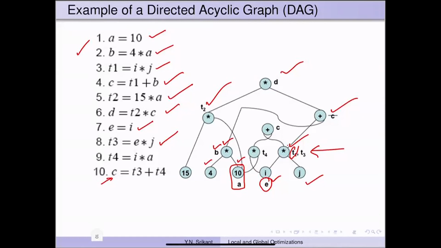So we don't have to compute T3 equal to E star J all over again. Then we have T4 equal to I star A. So that part is here, right? Finally, C equal to T3 plus T4. So C is being reassigned a new value, and that is this. So the old value of C is not relevant anymore. It is the new value which is relevant to us. So this is the directed acyclic graph representation pictorially for this particular basic block. So any questions so far?